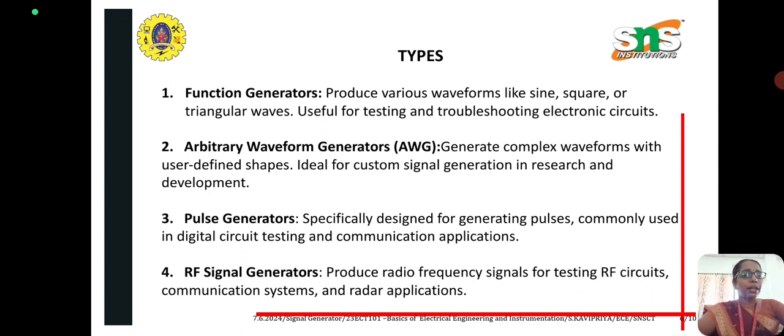And next one is a pulse generator. It is designed for generating pulses commonly used in digital circuits for testing and communication applications. And next is the RF signal generator. It produces radio frequency test signals for testing RF circuits, and it is also used for testing communication systems, and it is also used in radar applications.